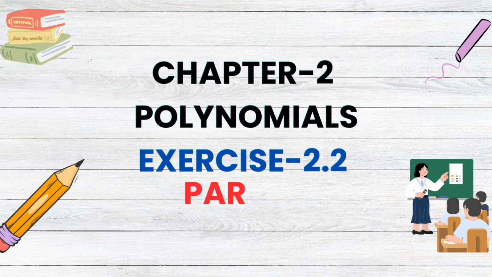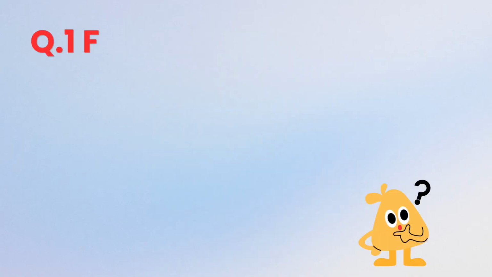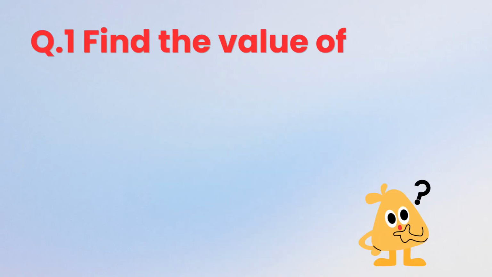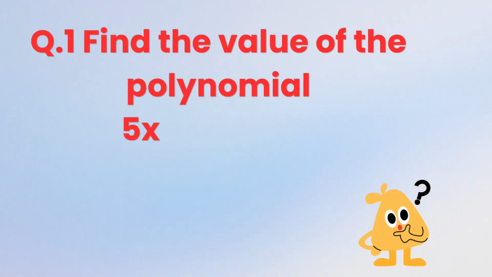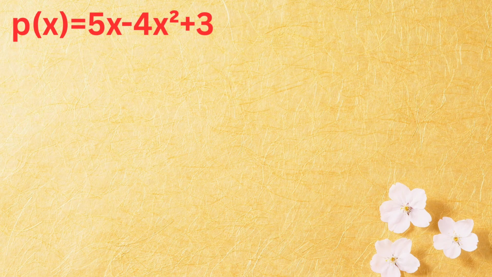In today's video, we'll solve part 1 of NCERT class 9th maths chapter 2 polynomial exercise 2.2 step by step. First question is find the value of the polynomial 5x minus 4x square plus 3 at x equal to 0, x equal to minus 1 and x equal to 2. Basically, we have to put the values of x in the polynomial to find the results. Let's start with the question number 1.